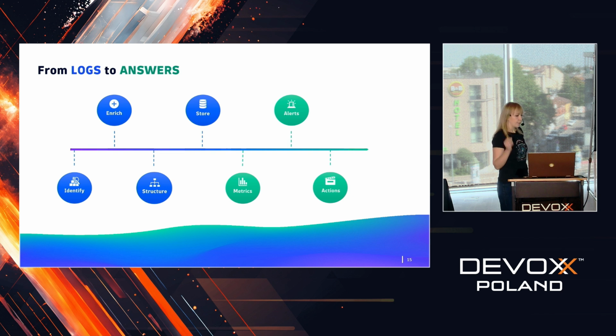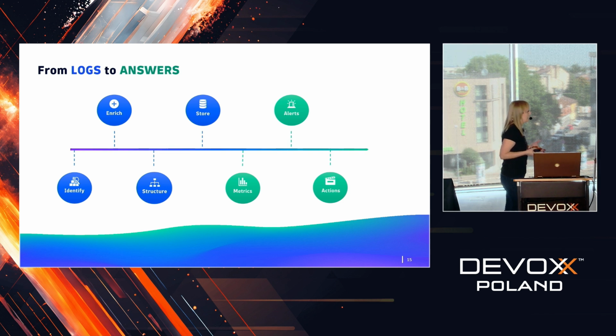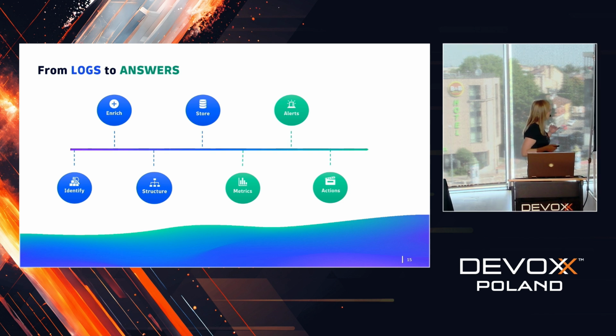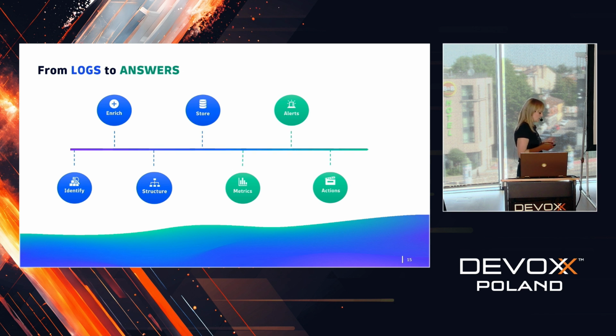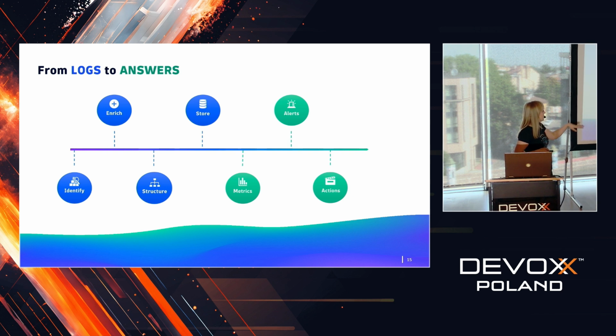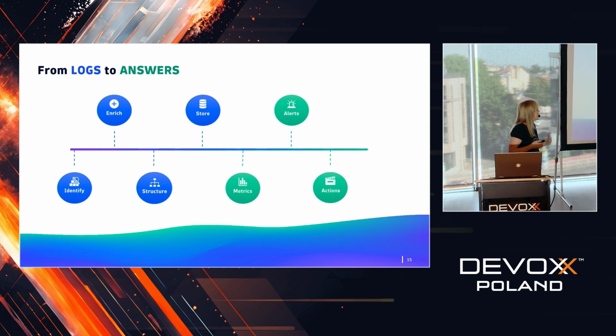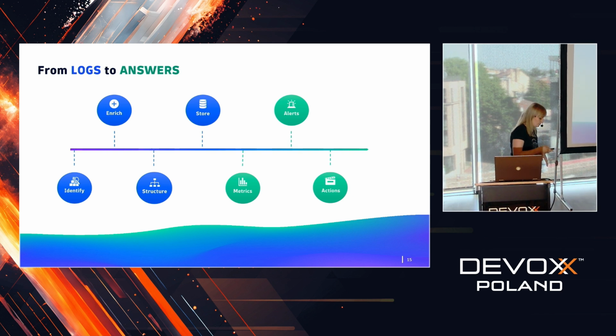Okay, so now we know that we should have log monitoring in place, and we also know that because of the data characteristics, it's not easy to implement. So I would like to go through the whole pipeline of log processing, from the moment that we identify a log to the moment that we are getting some metrics, alerts, and we are able to do some actions based on it.